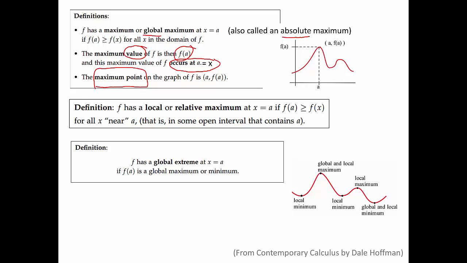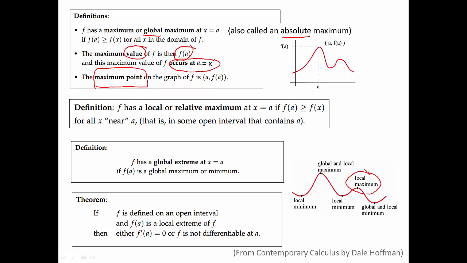So you can see on this graph in the lower right, you've got a global and local maximum. And a point like that, that's a local maximum. It's not as high as the highest point, but it's high relative to its neighbors. And you can look at the same thing for the minimums.